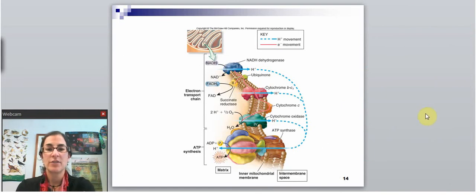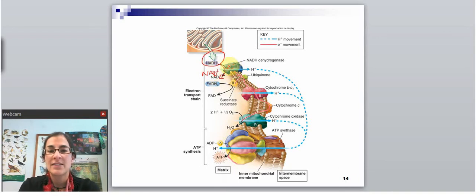So here's a figure from your textbook. So here's my electron transport chain embedded in the mitochondrial membrane, or the inner mitochondrial membrane. It all starts when NADH, here it is, comes to the top of the electron transport chain and gives its electrons to the first part. So now this one has an electron, and NADH goes to being NAD.